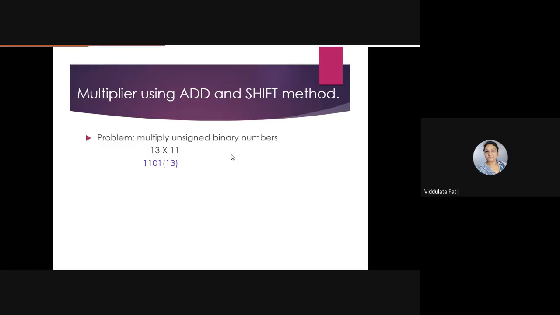This 13 can be represented in binary form as 1101, as you all know, and 11 can be represented as 1011. So this 1011 is the multiplier, while this is the multiplicand. What we want to do is multiply these two binary numbers. So what method do you adopt for this multiplication? How do you do this multiplication?